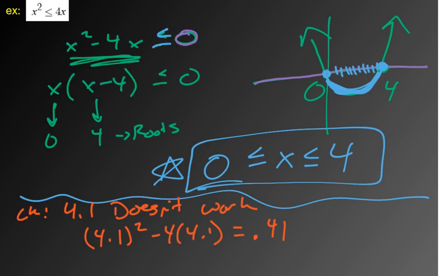0.41 is what that equals. And 0.41 is not less than or equal to 0. So, that's good. We don't want 4.1 in there because as soon as you get to the right of 4, you're getting into this chunk, right? And that chunk is positive. And you want to be less than or equal to 0.